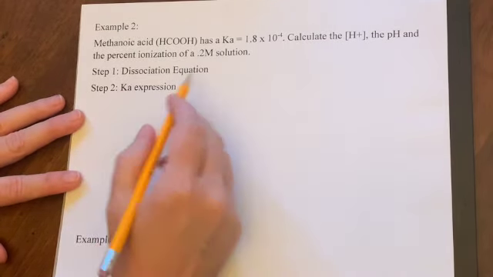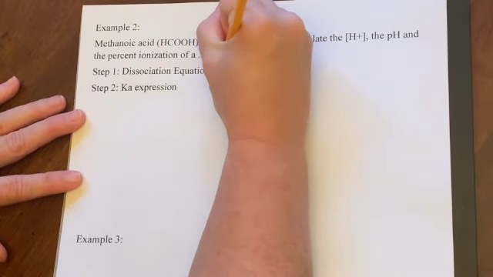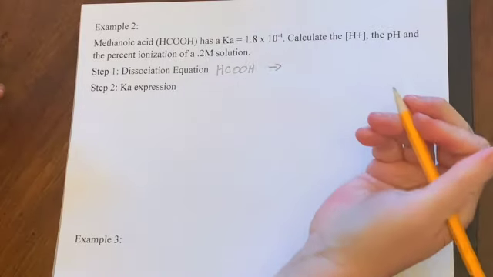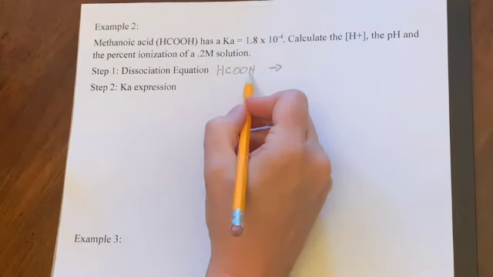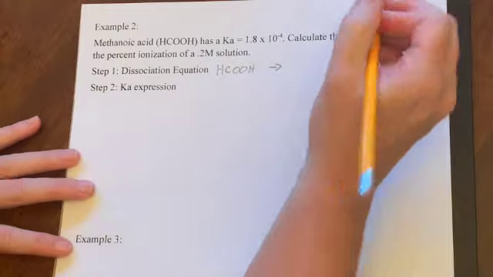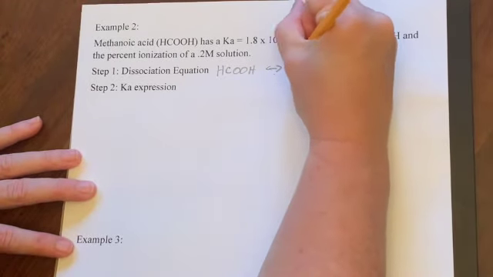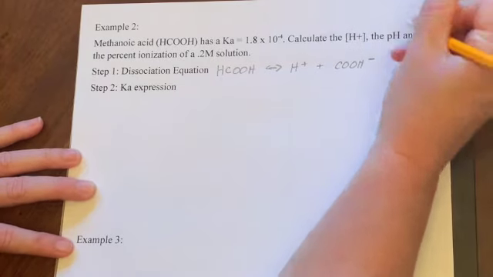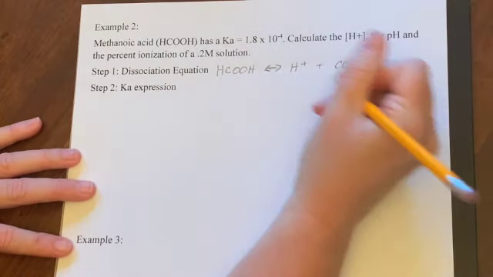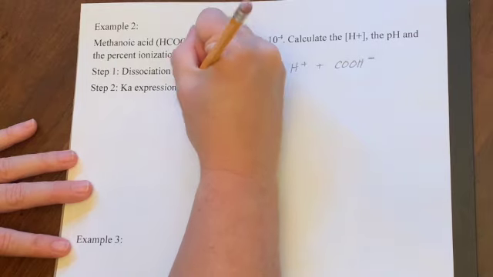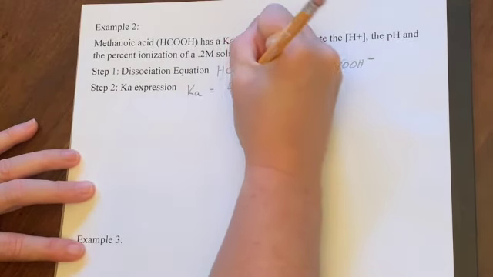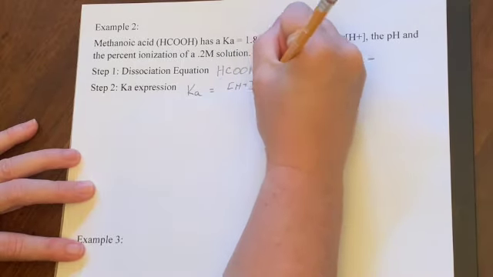So step one, dissociation equation. That's always going to be what happens. Now, in this case, you could actually take off either hydrogen. It's the front one that we typically take off. So H plus plus COO minus. There we go. We have that just like we did before. We're going to write our Ka expression. No difference. Ka is going to be H plus. Feel free to pause and try this on your own if you'd like.